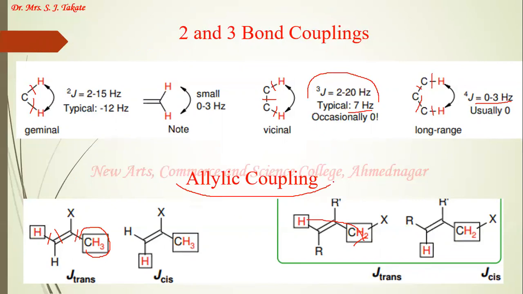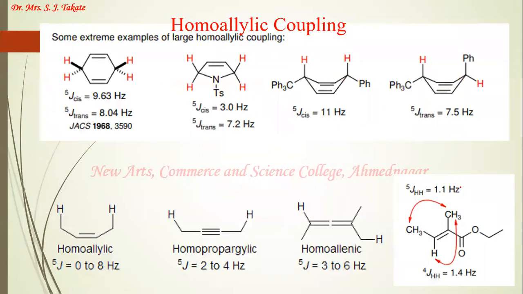So allylic coupling is a 4 bond coupling. The two coupling partners are separated by 4 bonds from one another. So allylic coupling is an example of 4 bond coupling. Next type of coupling is homoallylic coupling.